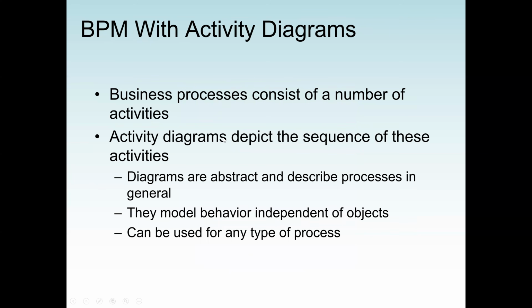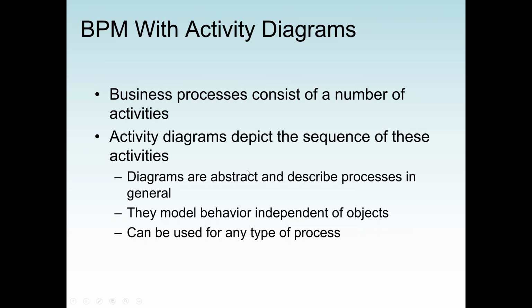Now next we move to activity diagram. So this is the BPM, which stands for business process management. So business process management with activity diagram. Here we say a business process consists of a number of activities. An activity diagram normally shows the sequence of these activities. That's what we mentioned earlier. Activity diagram normally consists of activities that the system will do, but they have to be in sequential order.